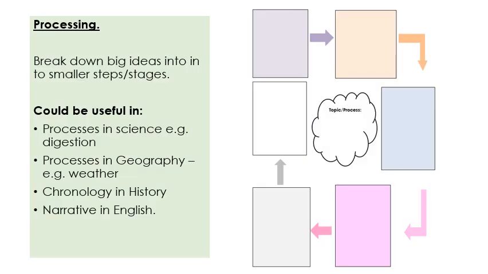We also encourage students to organise their thinking into a visual summary. In this particular task, students are required to think about the processes that might be going on in a particular topic. So for example, each box could be part of the process of digestion in science. It might be part of the weather cycle if we're revising for a geography exam, or possibly going through events, a chronology in history, or a narrative in English. The aim is to break down the big ideas into smaller steps and stages, and to follow the process through.